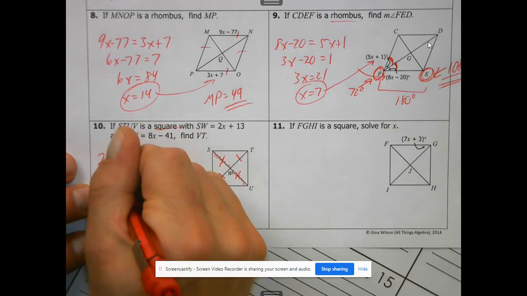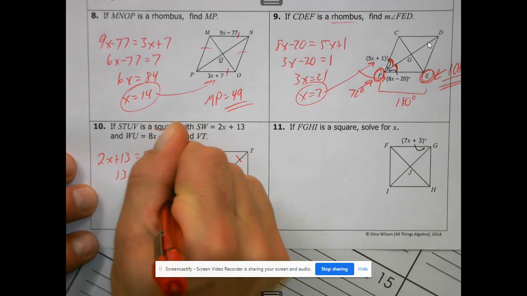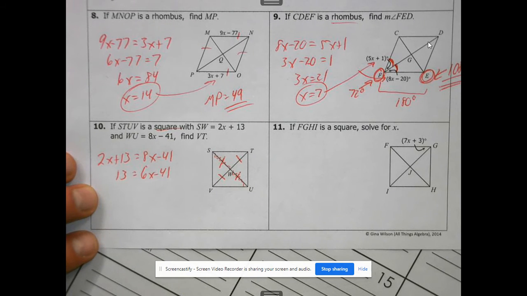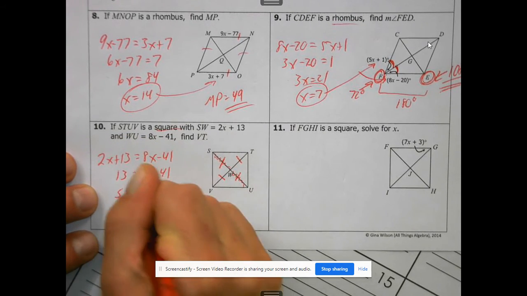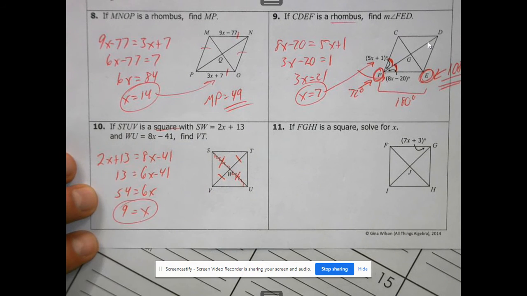Subtract 2x over, add 41 to the left, divide by 6, gives me 9.